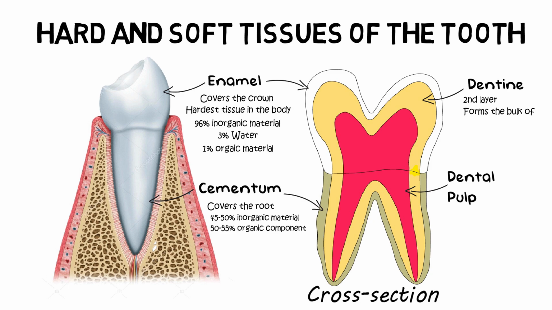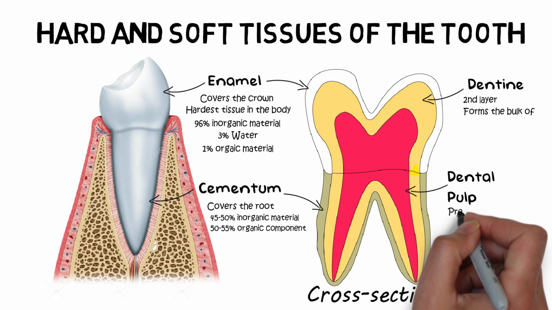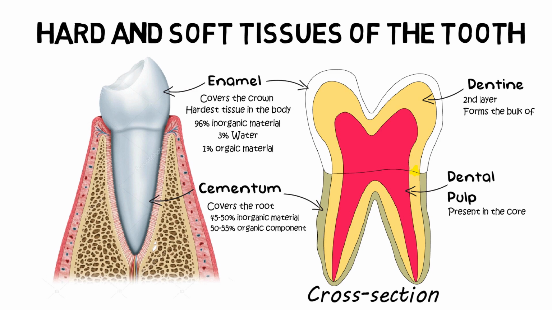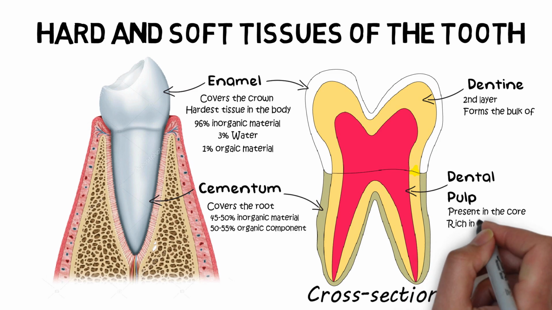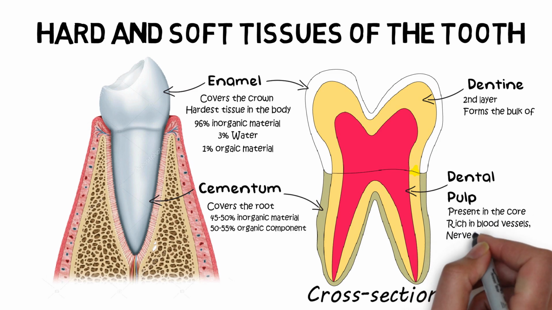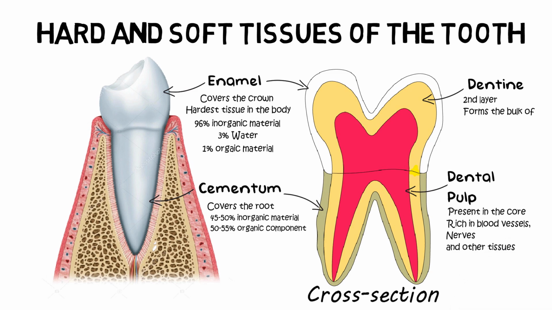Dental pulp is the only dental soft tissue and is found in the core of the tooth beneath the dentin. The pulp is rich in blood vessels, nerves, and other tissues and is responsible for the health of the tooth, providing vital sensation. The pulp is essentially what makes the tooth alive.